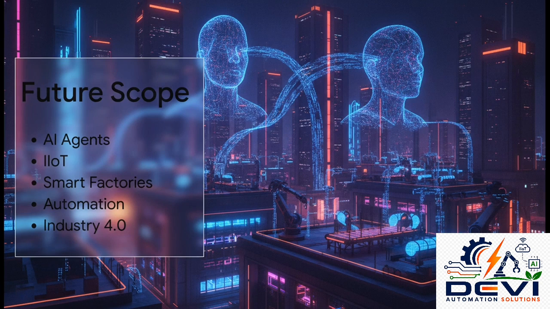So what's next on the horizon? The future scope of workflow automation is deeply tied to AI agents. We're talking about programs that can actually think and execute complex workflows autonomously. We're moving incredibly fast toward industrial IoT, fully smart factories, widespread business automation, and the complete realization of Industry 4.0. Learning this technology right now fits perfectly into that rapidly approaching future of autonomous AI operations.